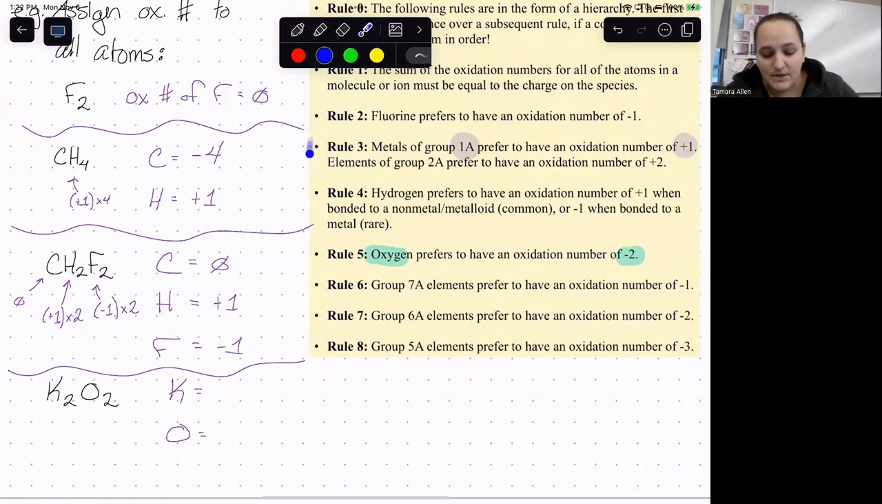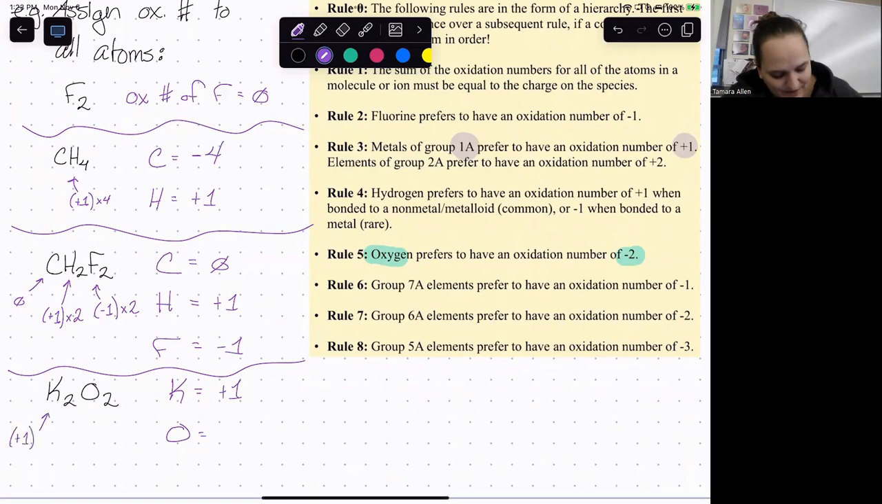So in this case, that means that the potassium is higher up on the list. It is going to get that +1 oxidation state. The oxygen, being further down, is going to have to just fall into line in order to satisfy rule 1. So rule 1 is more important than anything else.